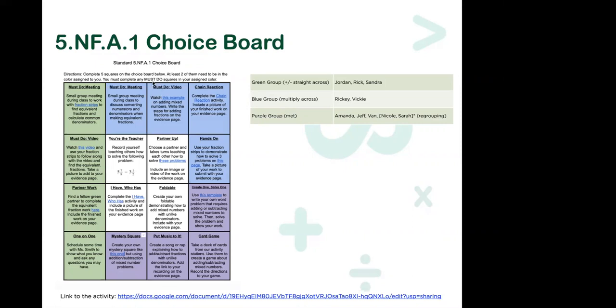So it's telling the students that they need to complete any must-do squares within their assigned color. And they also all have to complete at least 2 within their assigned color to help reach directly to whatever their misconceptions or their understandings are. But then they still do have that opportunity for choice.